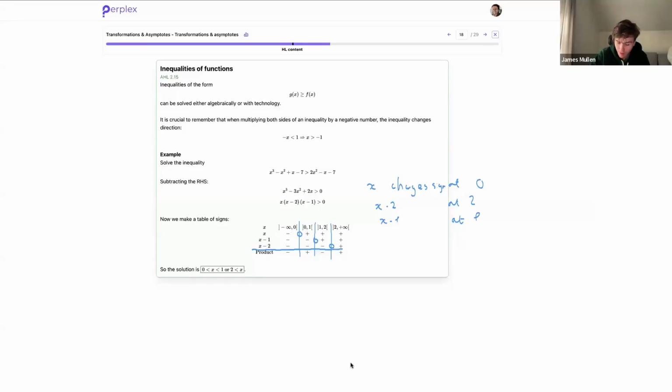Then I have two pluses and a minus. That gives a minus. And three pluses just gives me a plus. Okay, and that means that because I'm looking for the interval where x times (x minus 2) times (x minus 1) is greater than 0, the solution is wherever I have the plus. So from 0 up to 1, not inclusive, and then from 2 up to infinity. So I write my solution: 0 less than x less than 1, or x greater than 2.